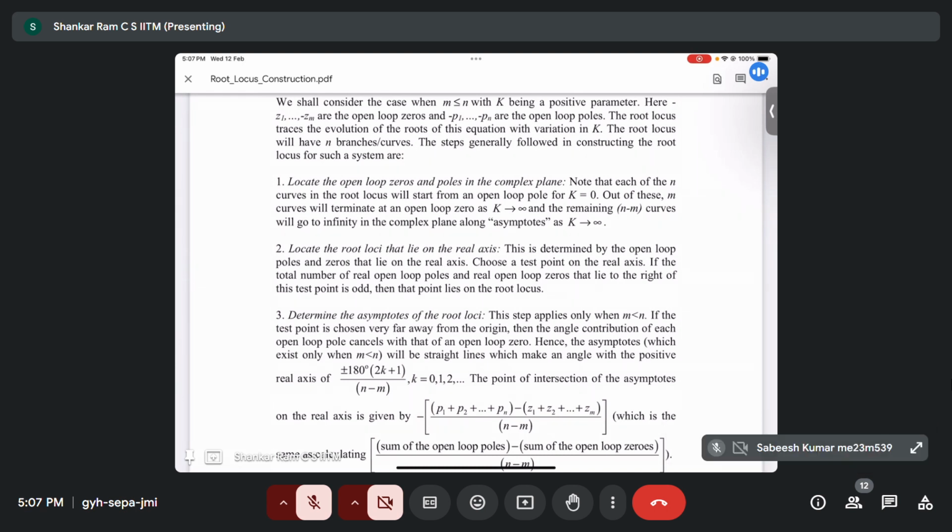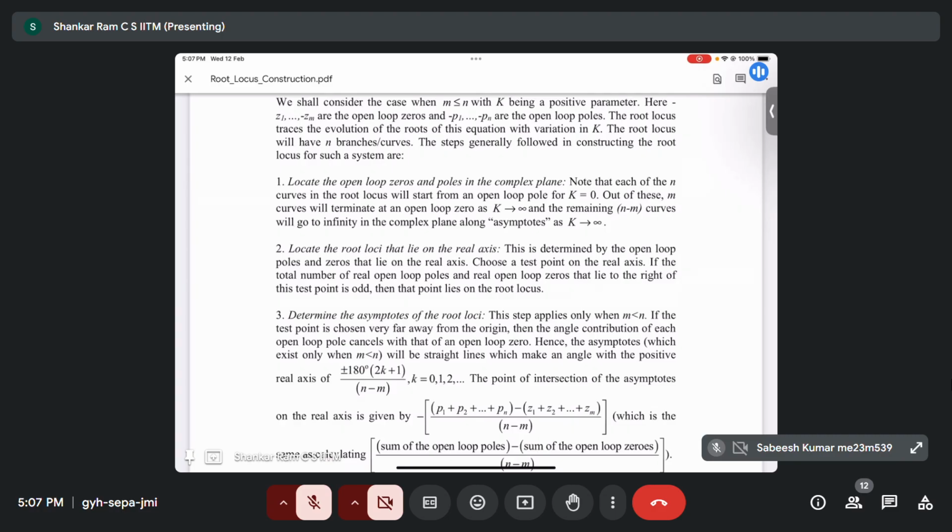But now what do we do? Going forward, what are the subsequent steps as far as the construction of the root locus is concerned? That's what we'll be looking at in today's class. So let's look at the second step, which is to figure out which portions of the real axis lie on the root locus.